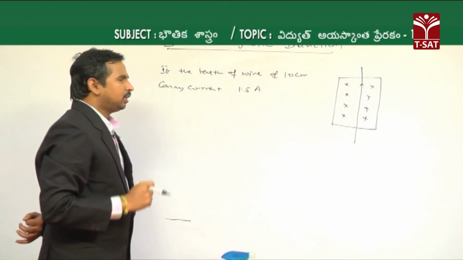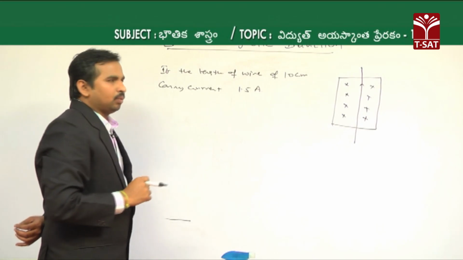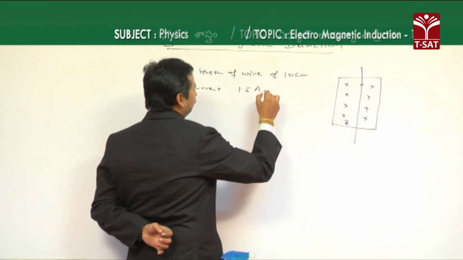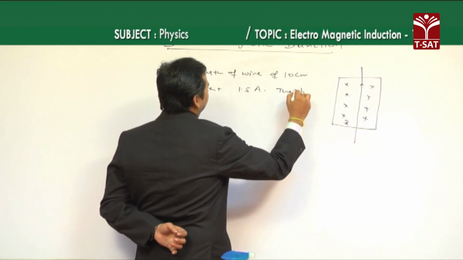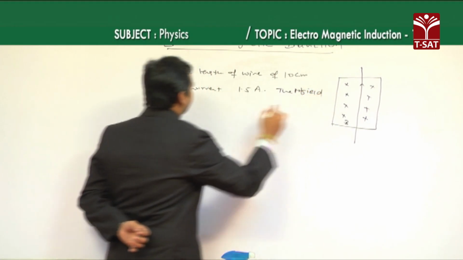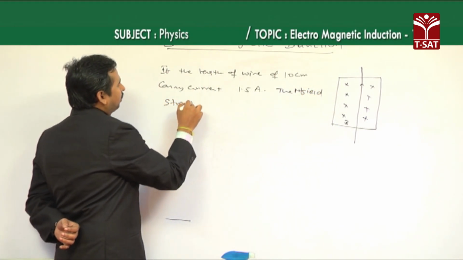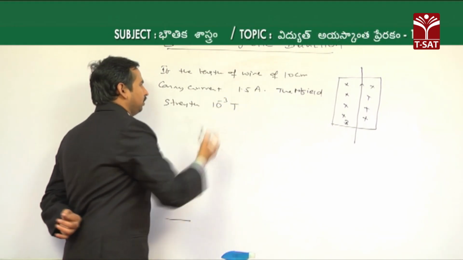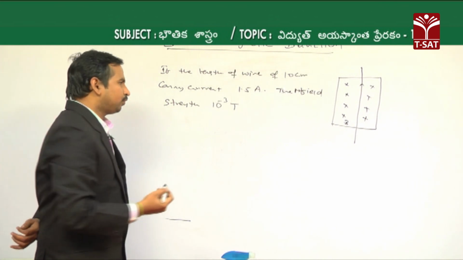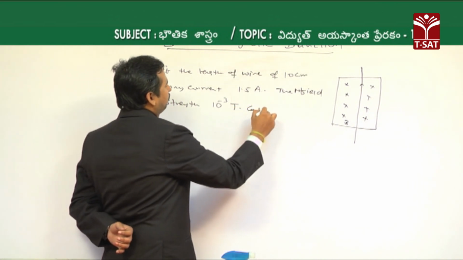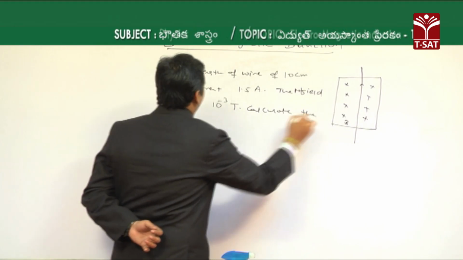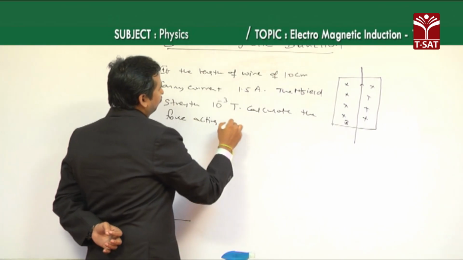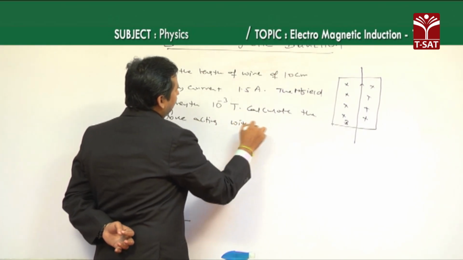For this 10 centimeters wire, as the current passing here is 1.5 amperes, let us suppose the magnetic field strength acting here, which is B, is 10 power minus 3 Tesla. Then what we have to find is to calculate the force acting, with direction.